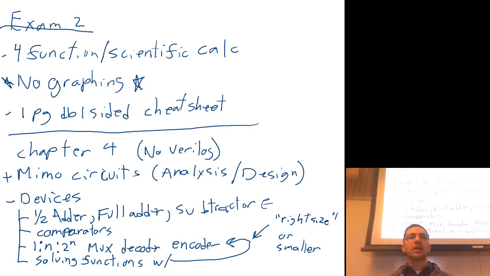Well, if it's a function of 3 variables, a, b, and c, the right size would be n is 3, n select lines or something like that. Or smaller. So if you only have 2 select lines, then it gets segmented into smaller problems. Okay, just like the lab. That's it. Those are the topics.